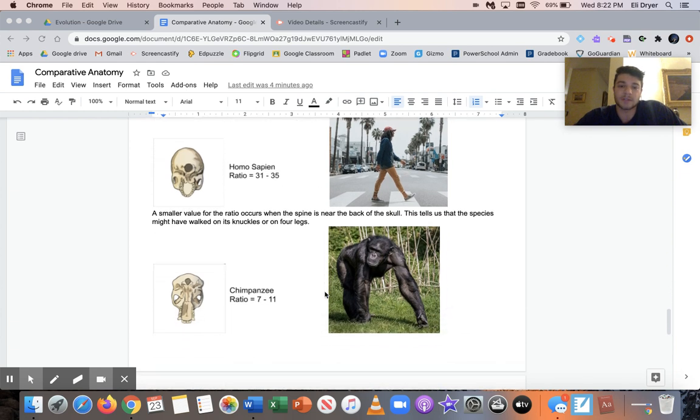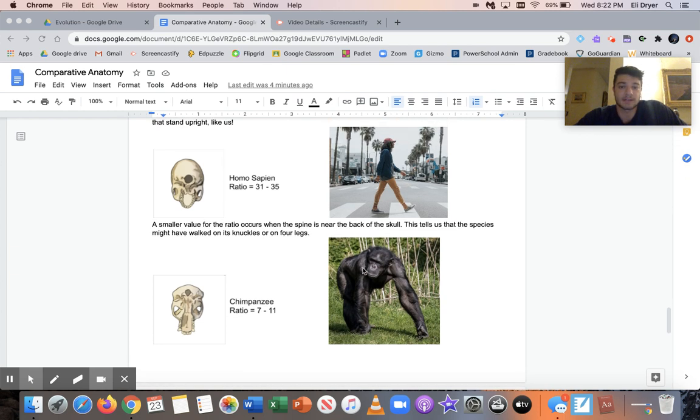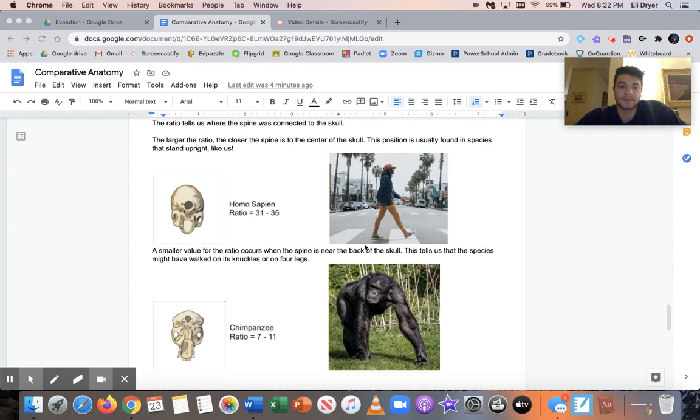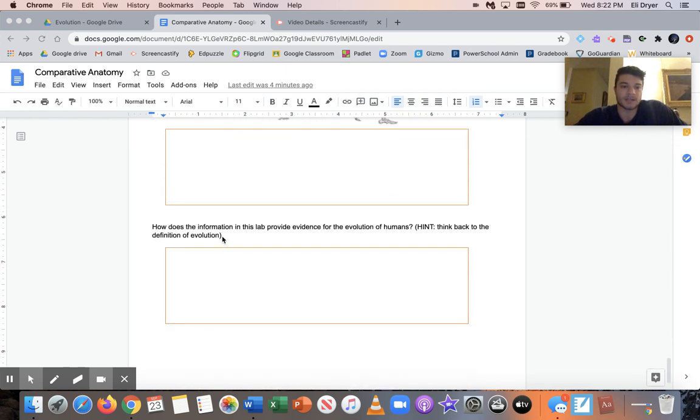So we slowly but surely saw that apes went from walking on four legs to walking on two legs, because we looked at the fossils and we compared them, and we saw it slowly move from the back to the center. And that kind of answers the second question. How does the information in this lab provide evidence for the evolution of humans?